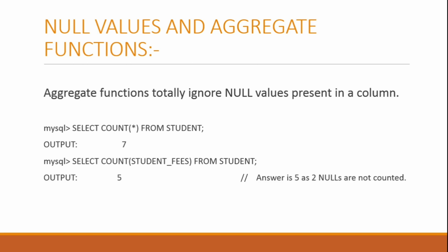Null values are totally ignored in the case of aggregate functions. Once again, I'm repeating, aggregate functions totally ignore null values present in a particular column. Suppose a column has a total of 7 values and out of those 7 values, 2 are nulls. In that case, count star can give 7, but count column name will give 5, keeping all the null values intact in the table but not counting them. And this is not the case with count star. All the other group functions behave in the same manner in the presence of null values.